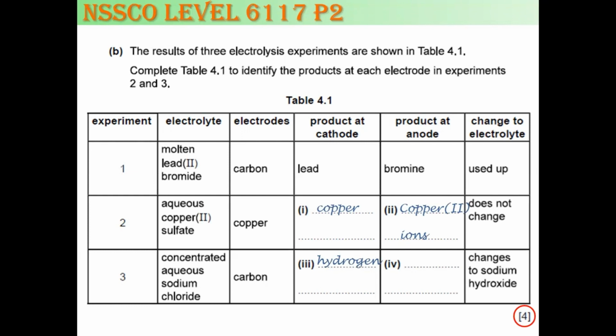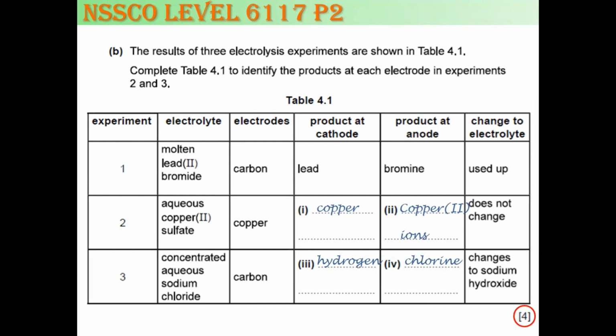And then we go to the product at the anode. 2 ions are going to drift to the anode, which are the hydroxide ion and the chloride ions. The chloride ions are preferentially discharged because they are present in a higher concentration. So we produce chlorine at the anode. Now, the good thing with this question is that the examiner provides further information to help you come up with the correct answer, which is the change to the electrolyte.